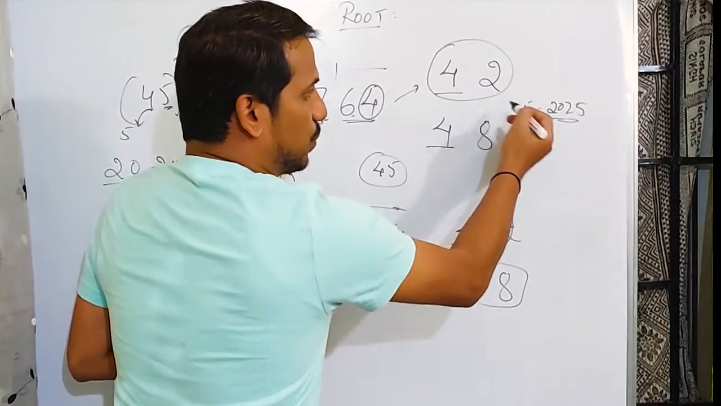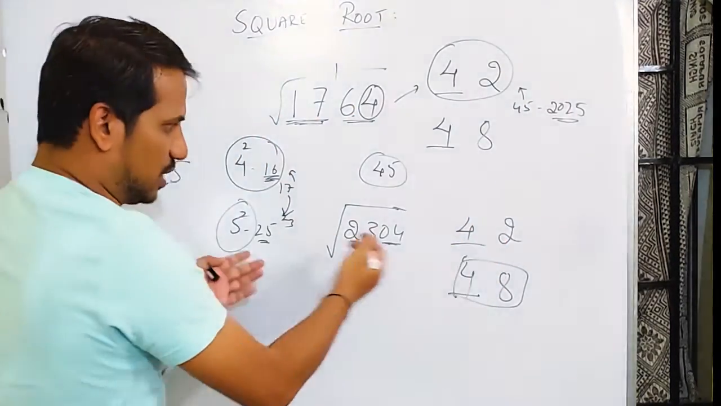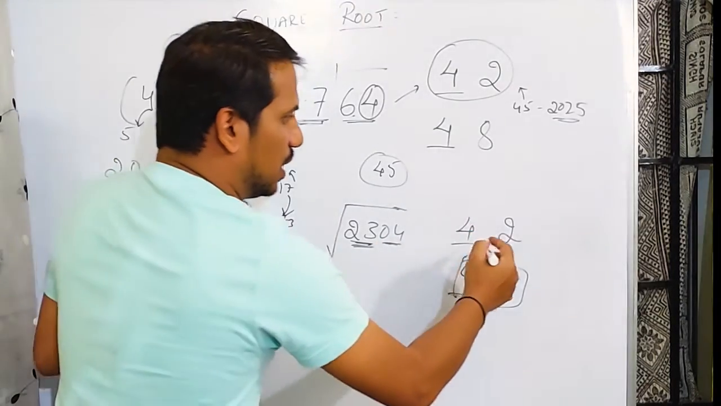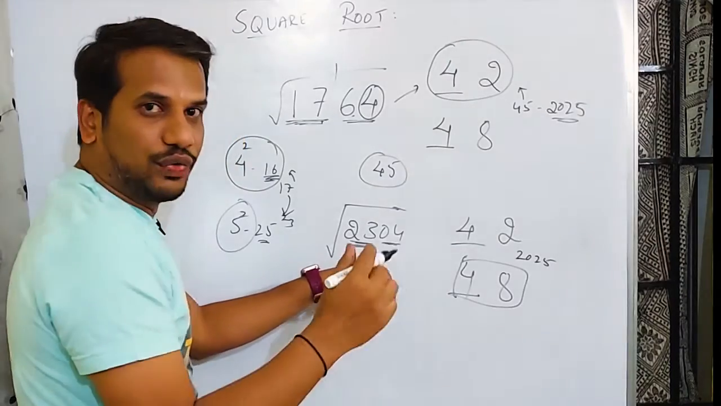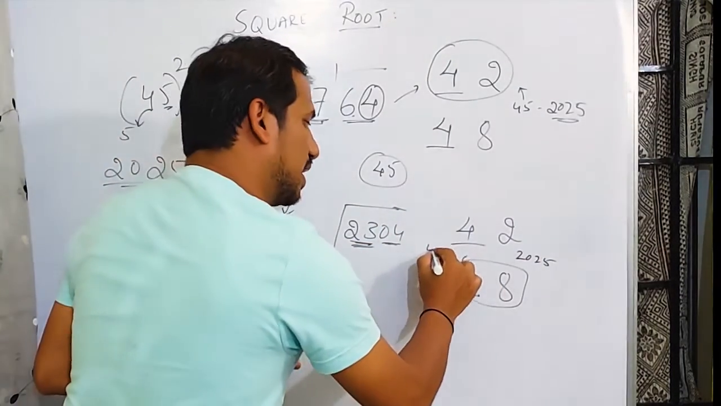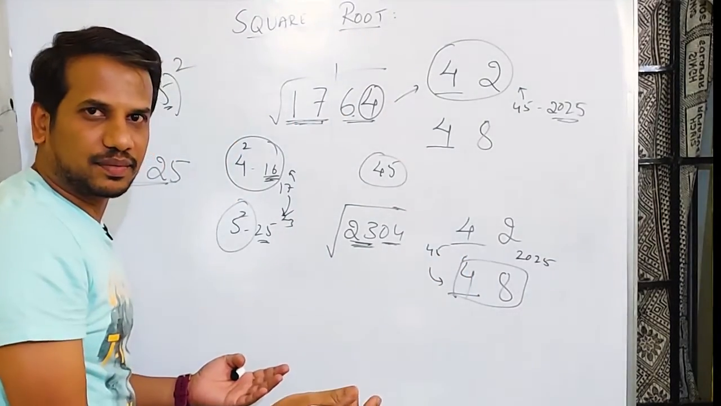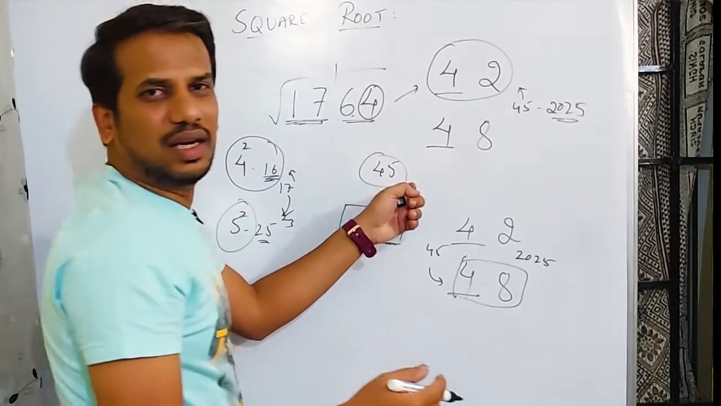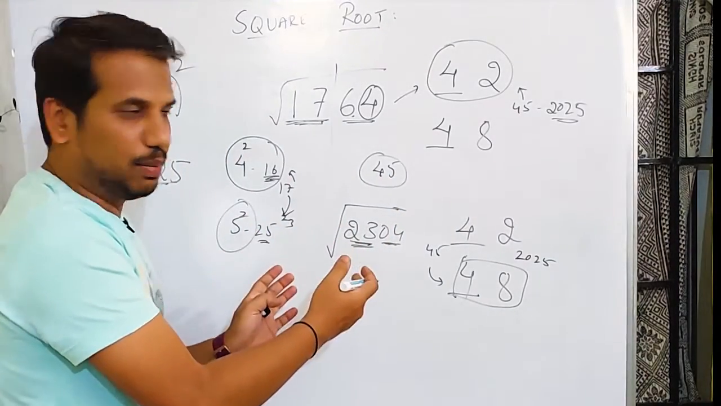Then its square root should definitely be less than 45. It is 42. Now, here, take the same example, 2025. 2304 is definitely greater than 2025. That means the square root should be greater than 45. So, it has to be 48. So, this is, I think, the easiest way instead of considering all these things and making it complicated.